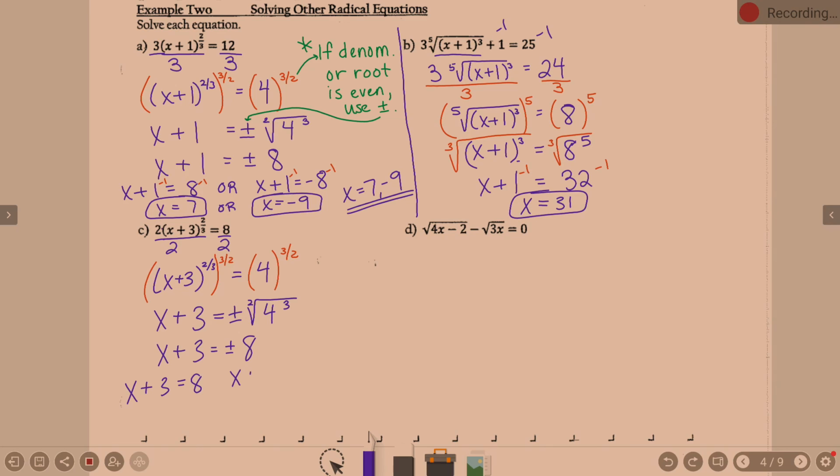If you need to write it out as 2 equations because you see it better that way, go for it. X plus 3 is 8. X plus 3 is negative 8. We get answers of 5 and negative 11.